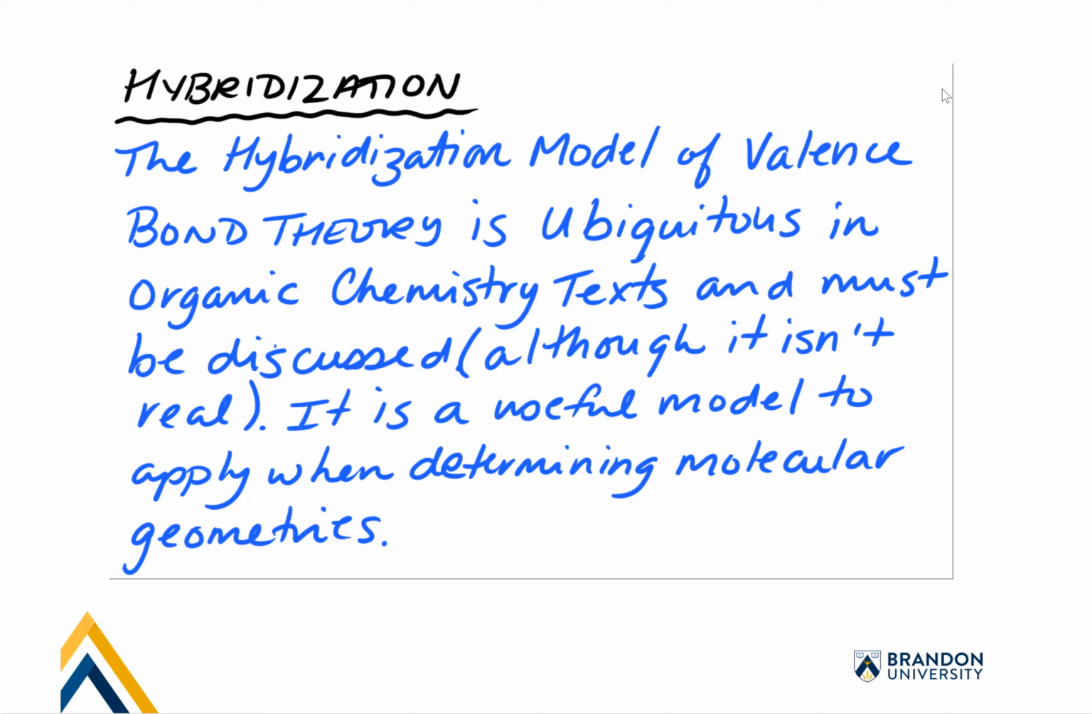And it wasn't really easy to visualize how you get a tetrahedral structure using those orbitals, like visually. So they came up with hybridization. And it's nice because it makes things easy to visualize, but it isn't necessarily correct.